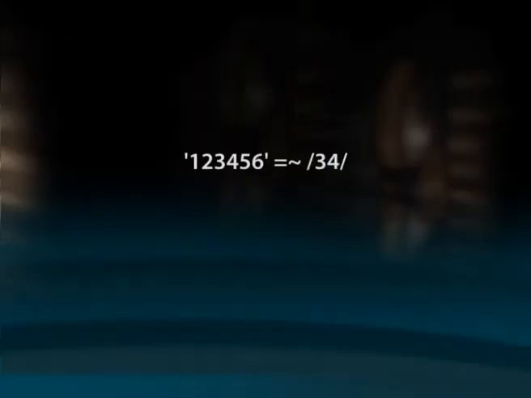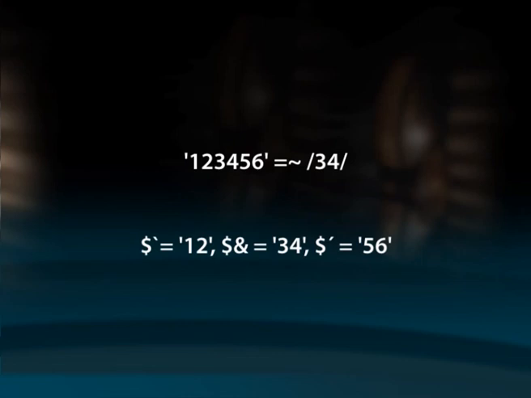Other special variables include $`, which contains everything in the string before the successful match, and $', which contains everything in the string after the successful match. So, for example, within quotes 1, 2, 3, 4, 5, 6, when the regular expression 3, 4 is given, it succeeds at setting these special variables like so: $` equals 1, 2, $& equals 3, 4 and $' equals 5, 6.